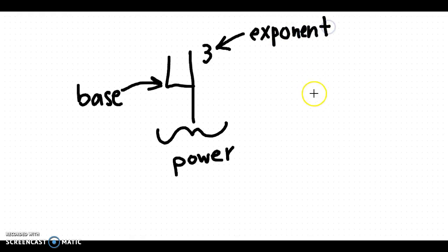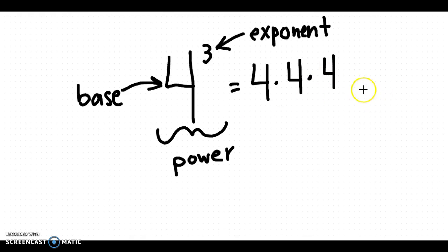So basically what this is telling us is we're going to take the number 4 and multiply it by itself this number of times, so 3 times. So 4 to the third power is 4 times 4 times 4. Notice I multiply it 3 times, and I get 64. So another way to write 4 to the third power is 64.